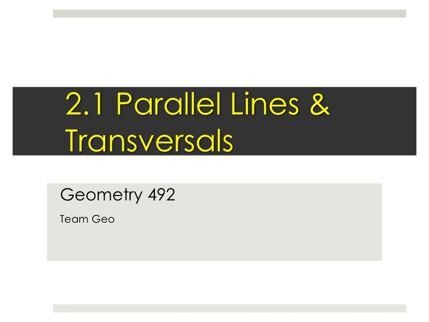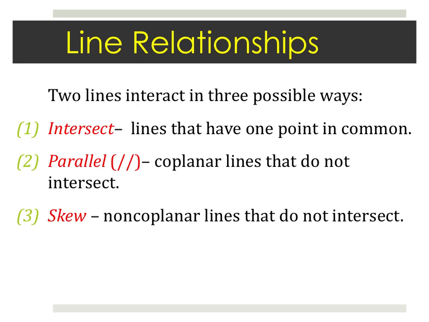Hello and welcome to Chapter 2. Our first section is about parallel lines and transversals. So we will be defining both of those throughout this section, as well as multiple other angle pairs that are formed. So let's first talk about what can happen when you have two lines.